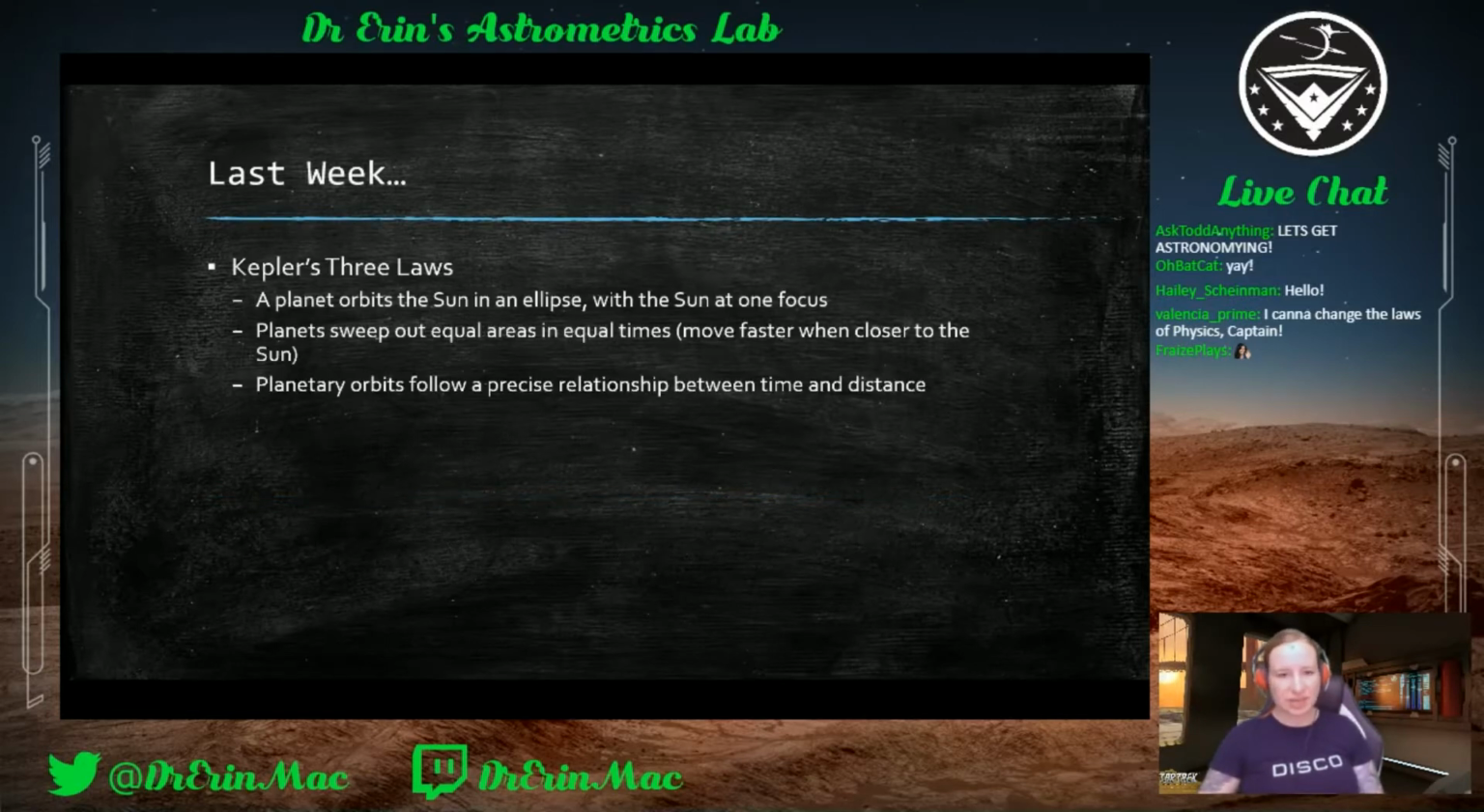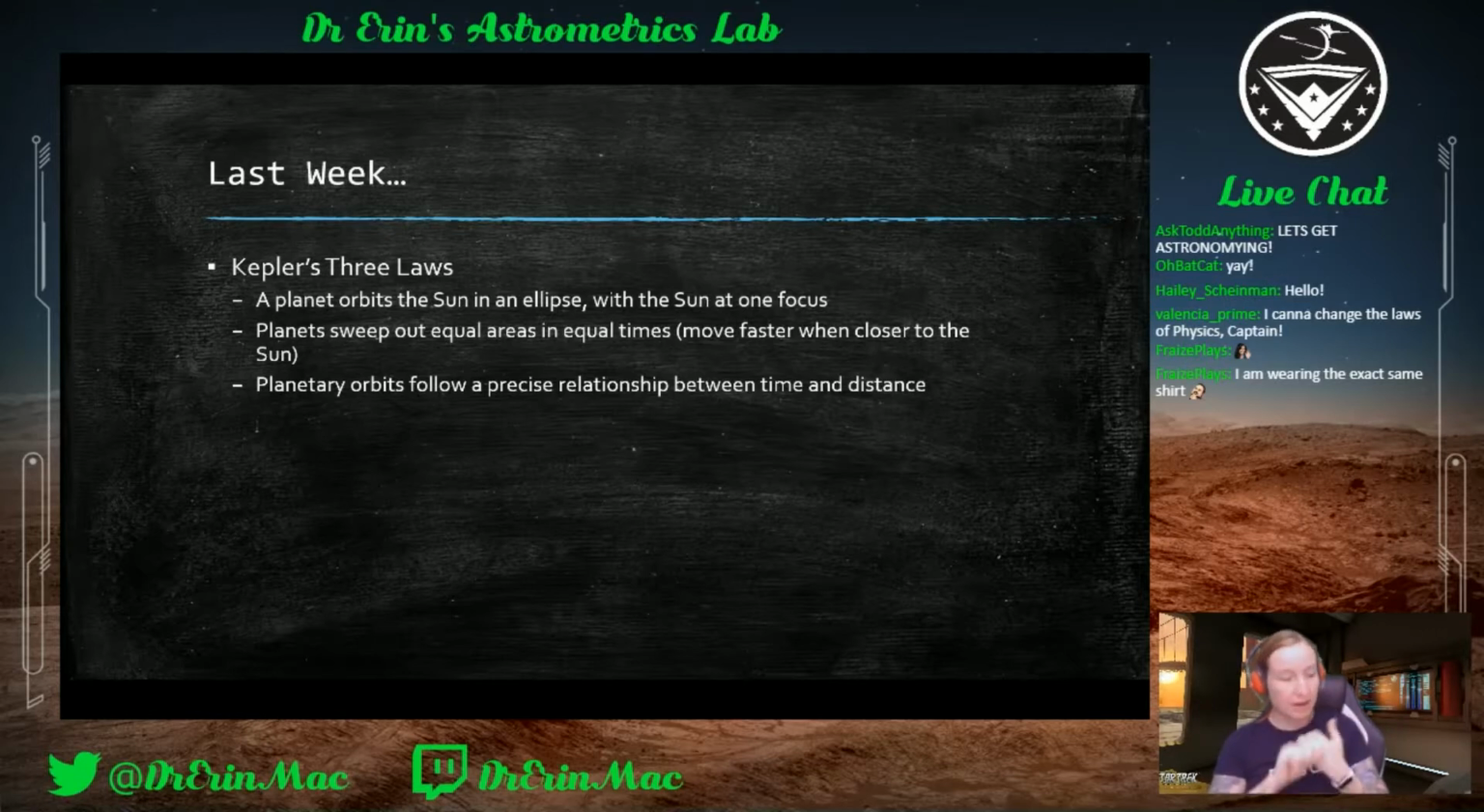So last week we learned Kepler's 3 laws. The reason we do this in this order is because this is how astronomy came into being. It started with Kepler's laws and then got into Newtonian physics. So there is a cause and effect component to it. But remember, Kepler's 3 laws.